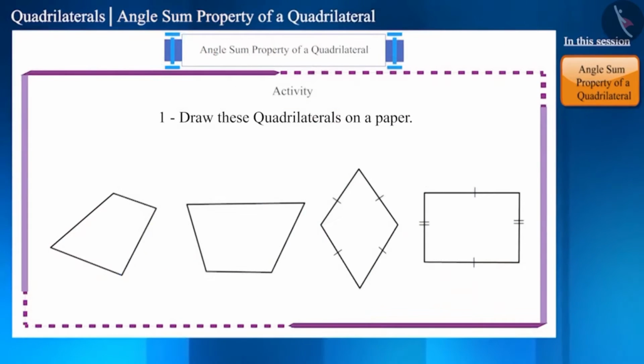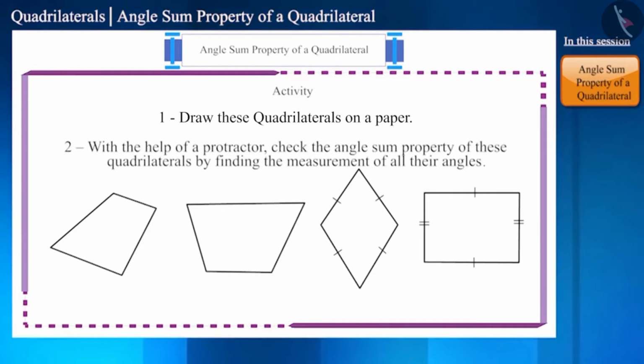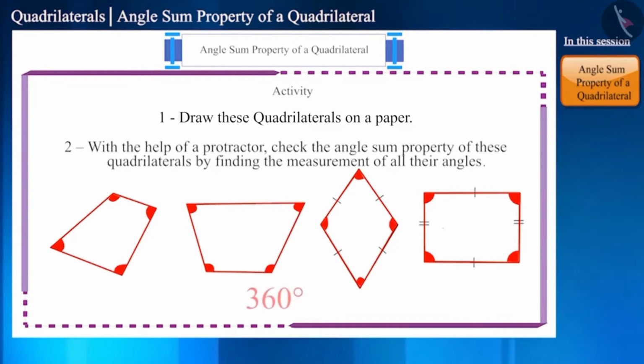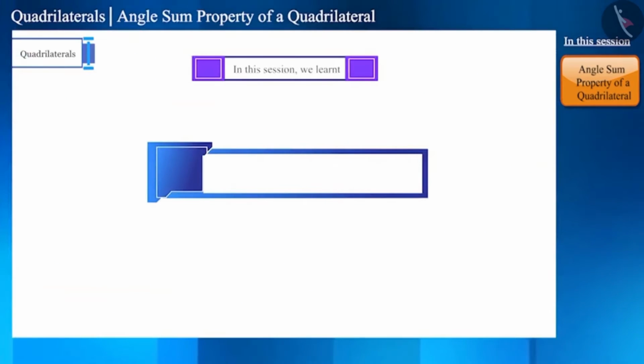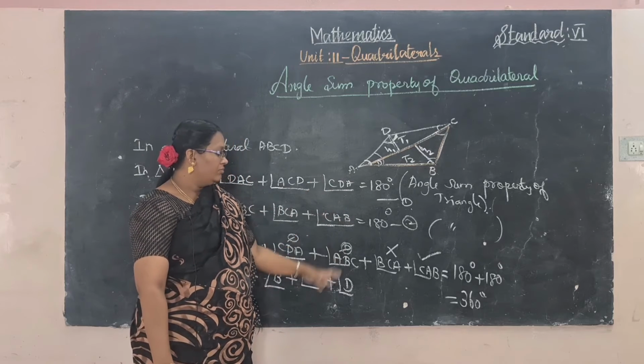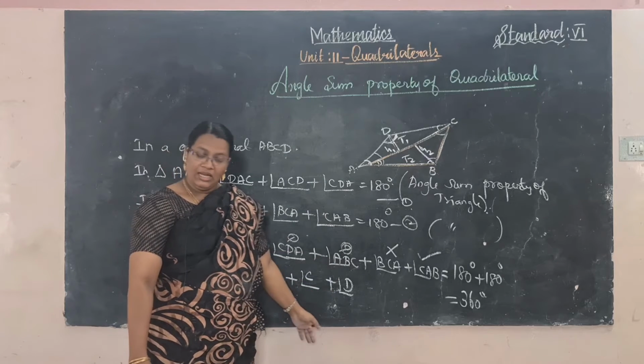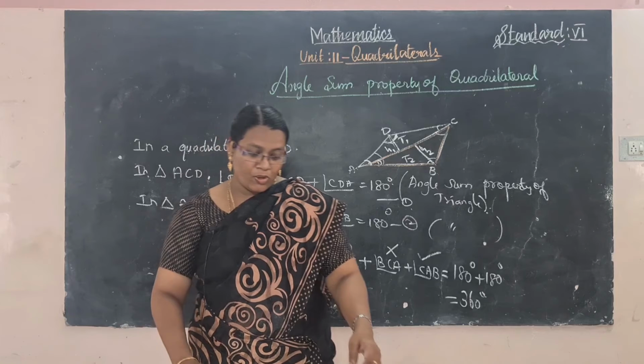Before ending this session, here is an activity. Do this together with your classmates. In the end, you will find that even though these quadrilaterals are different and smaller or bigger in size, the sum of the measurements of their internal angles is 360 degrees. That's all in this session. Today we discussed the angle sum property of a quadrilateral. After you have well understood that concept, now move to the exercise and example problems.